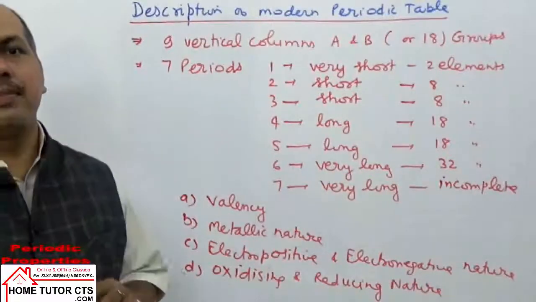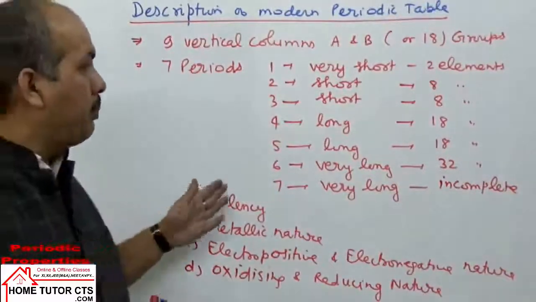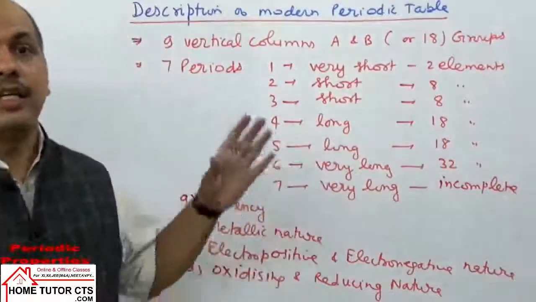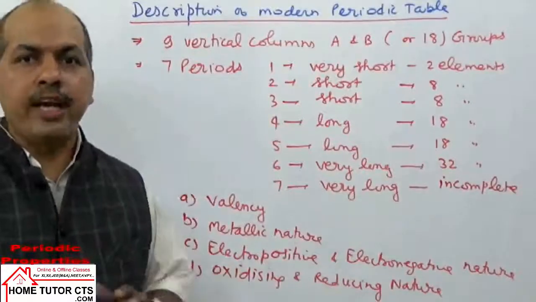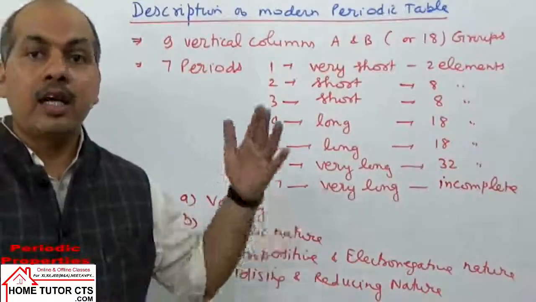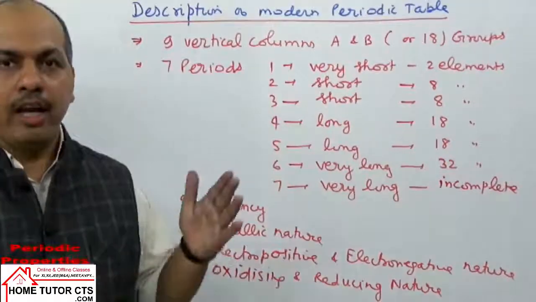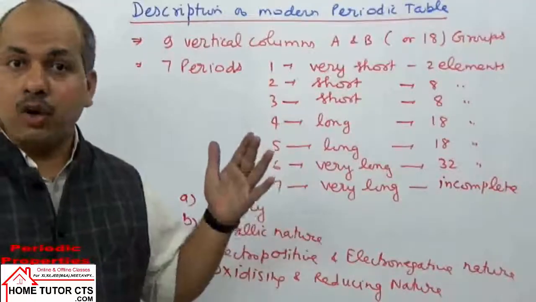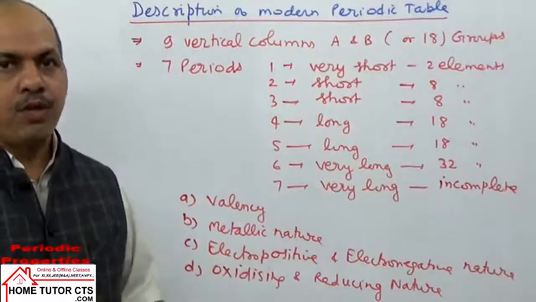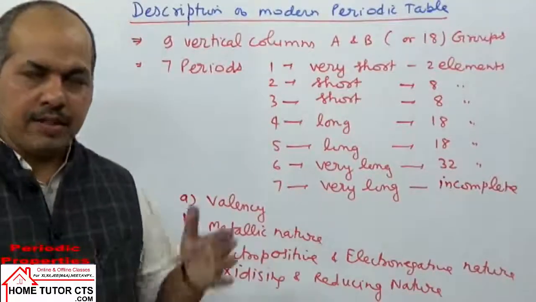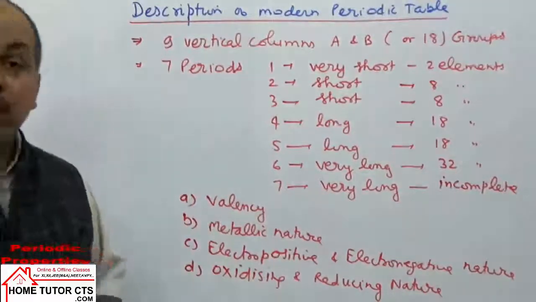Now some properties of elements can be taken, depending on this periodic classification. See, these elements have been placed in separate groups, in which elements having similar electronic configurations are placed together in the same group. So what happens when the same group has elements with similar electronic configurations?